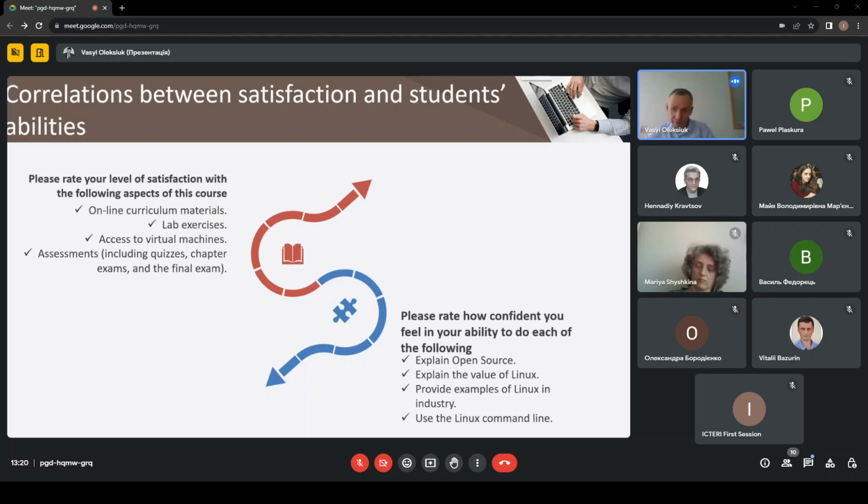They answer the first question about level of satisfaction. The columns on ability to explain open source and ability to use CLI answer the second question about students' abilities.